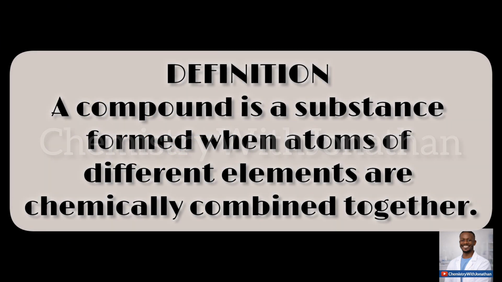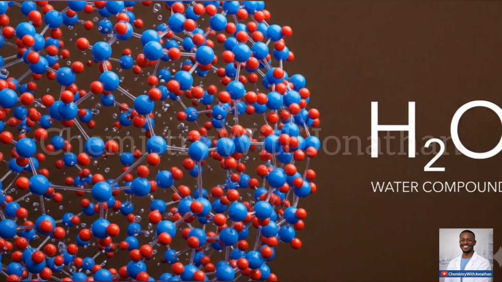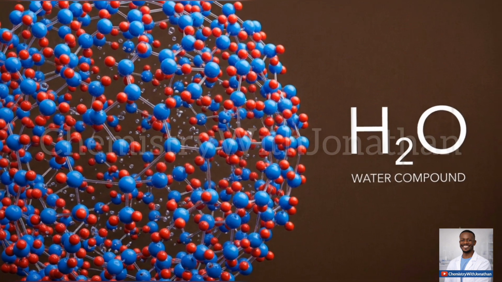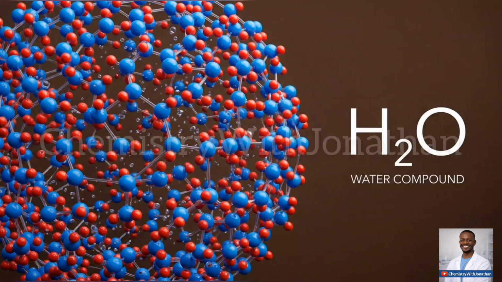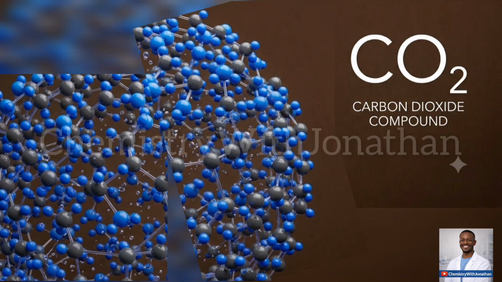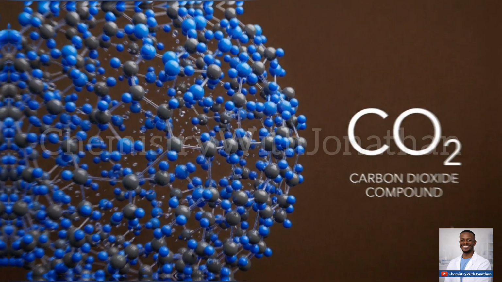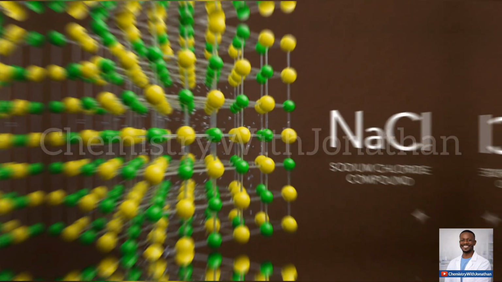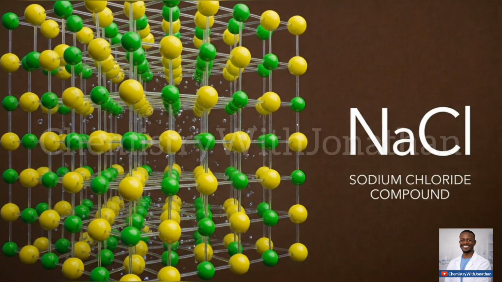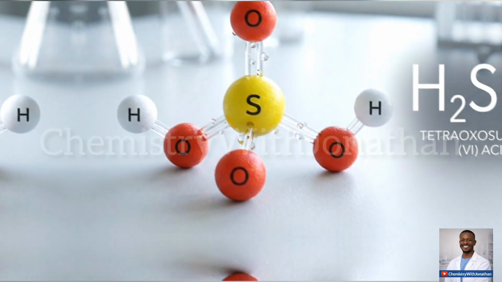Definition of a compound. A compound is a substance formed when atoms of different elements are chemically combined together. Some few examples of compounds are water, H2O, carbon dioxide, CO2, sodium chloride, NaCl, tetraoxosulfate 6 acid, H2SO4.